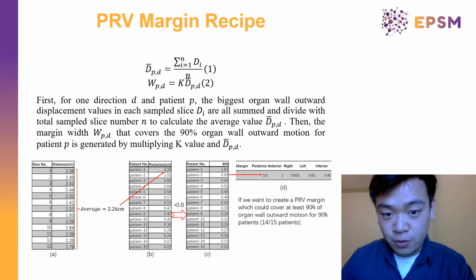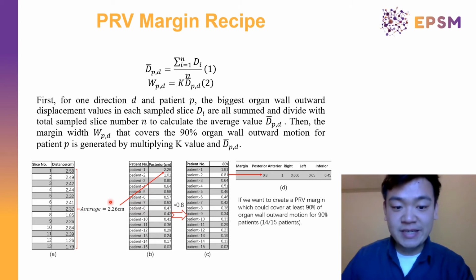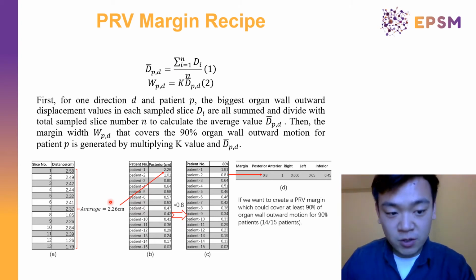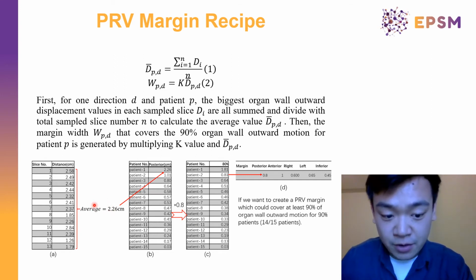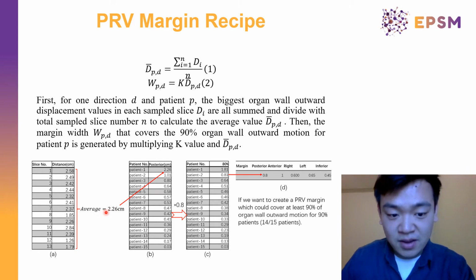Our PRV margin generating recipe basically follows the formulas over here. So first, for one direction D and patient P, the biggest organ wall outward displacement values in each sample slice are all summed and divided by the total sample slice number n to calculate the average value. In this example, the average value is over here, and then the margin width W that covers 90% of organ wall outward motion for patient P is generated by multiplying the K value and the D value. Here, we assume that the K value equals 0.8, so we can multiply the values in list B by 0.8 to generate list C.